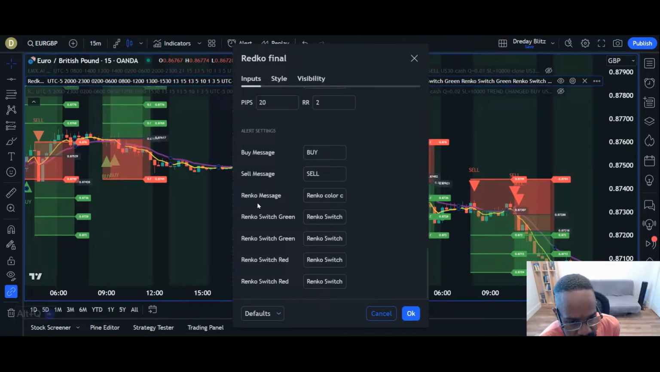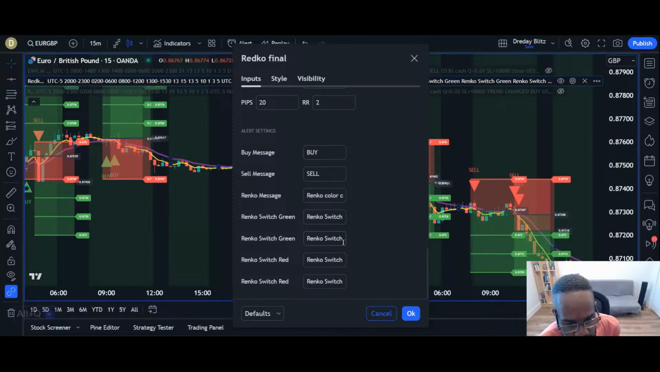So you had the buy, sell, and the Renko bar switch, the Renko bar color change, right? But now you have 4 additional alerts. And why do I have 2 of the same for the last 4? It's because you could put a message here saying Renko bar switch green, and for this message you put close sell signals or close sell entries.